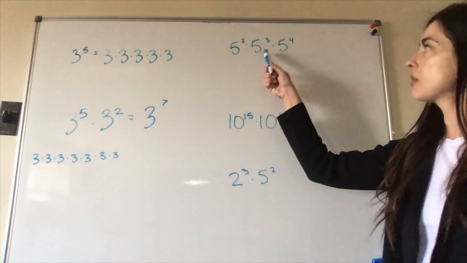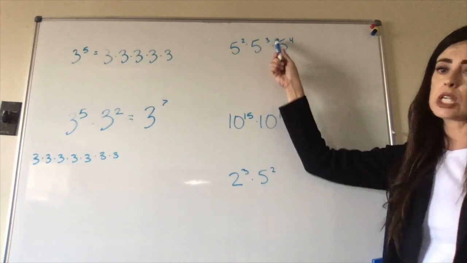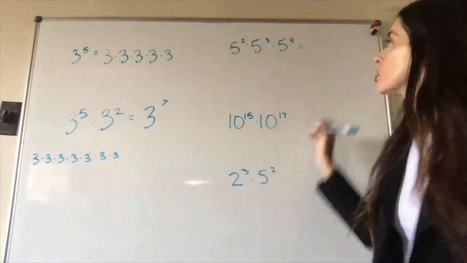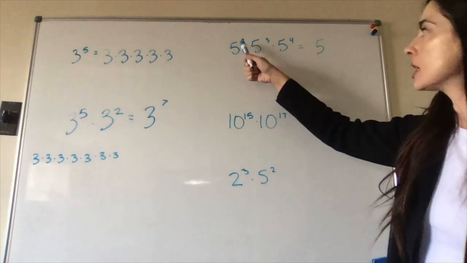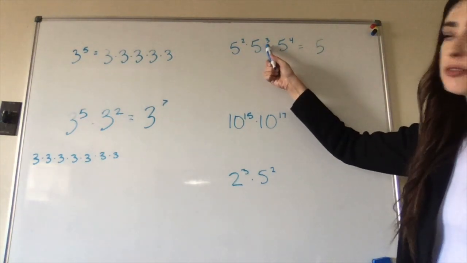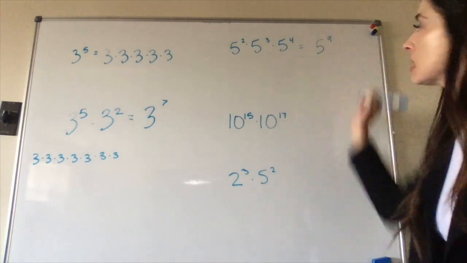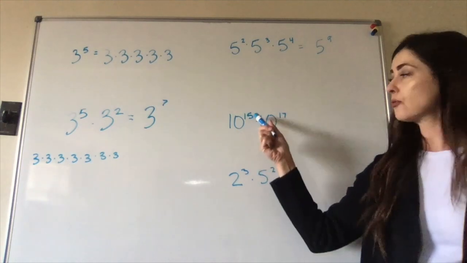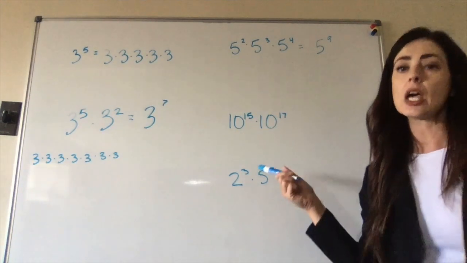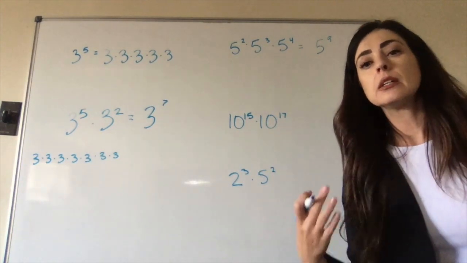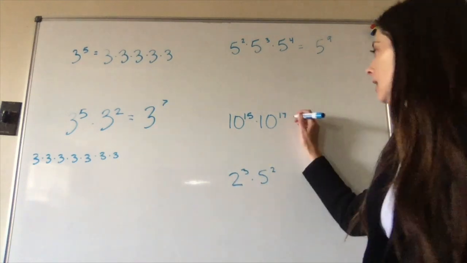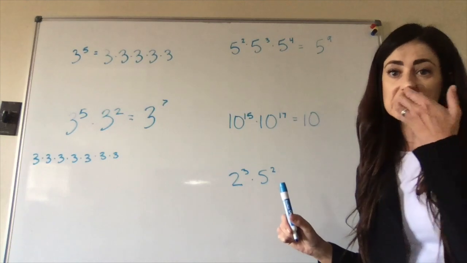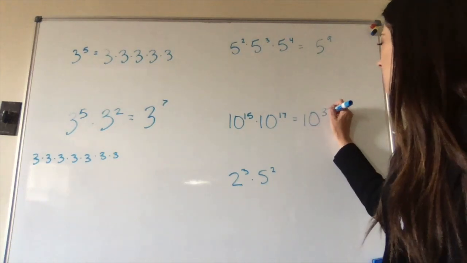So 5 squared times 5 cubed times 5 to the 4th power. Our base is the same, so we can write a 5, and then we say 2 plus 3 is 5, plus 4 is 9. So this is 5 to the 9th power. Now, again, 10 to the 15th times 10 to the 17th. Is our base the same? Yes. So 10 and 10, we just write a 10, and then 15 plus 17 is 32.